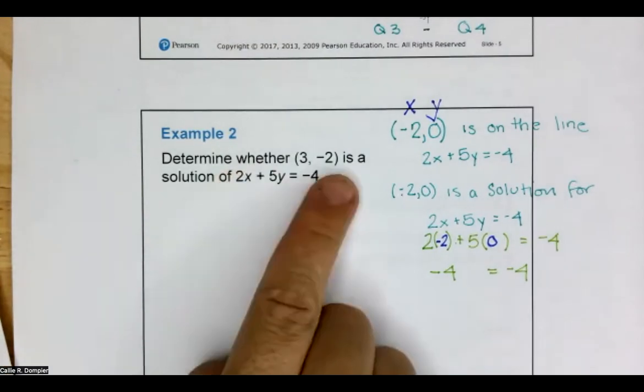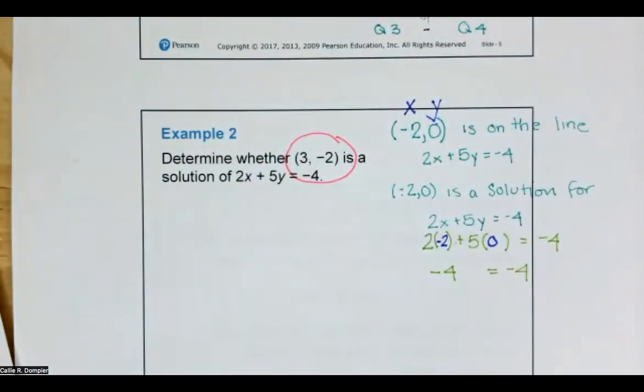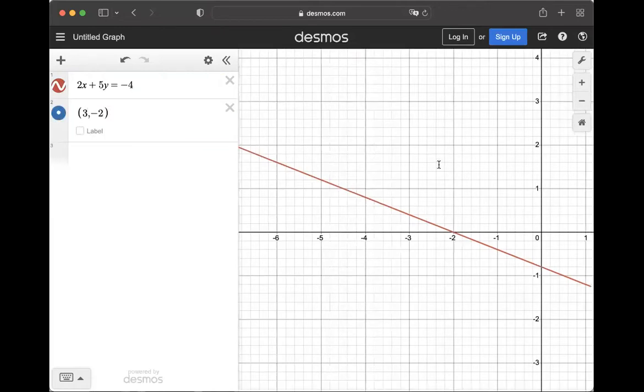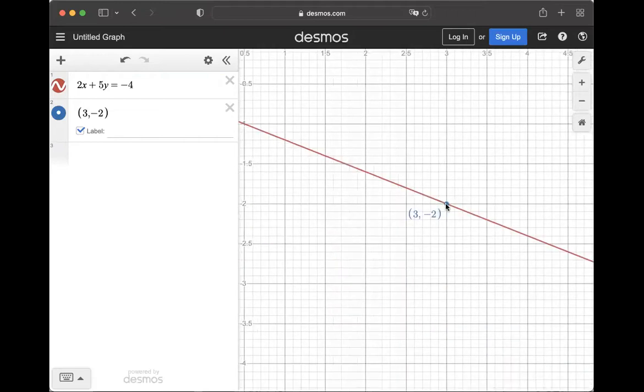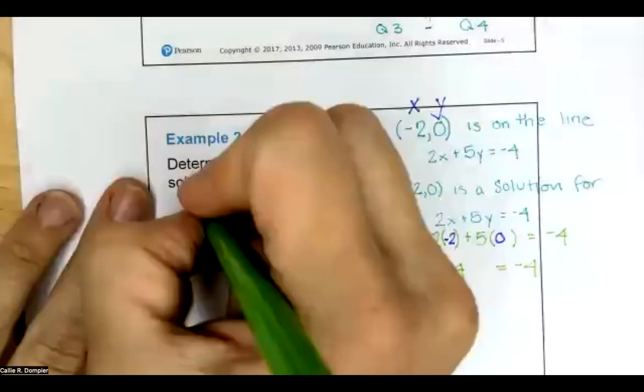Now, let's see if they ask if the point (3, -2) is a solution for 2x + 5y = -4. Let's do this first with Desmos. So again, we have this equation, and then they asked for the point (3, -2). If you were just to guess, is (3, -2) on the line? It looks like it is on the line. So you can graph it and decide that way, or you can put it into your original equation.